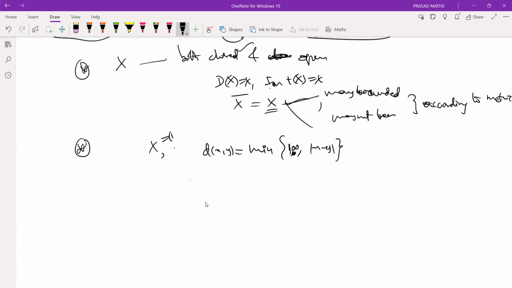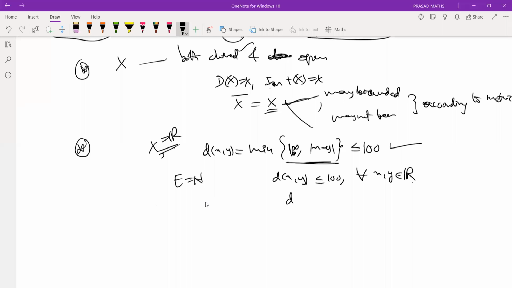Suppose X equals R. Is it a bounded metric space? Suppose you take the natural numbers, is it bounded? The answer is yes, because I already told you this is less than or equal to 100: minimum of 100 comma mod x minus y is less than or equal to 100. This is true for every point in the metric space. Of course, I can take 101. Therefore, this is true for every y. In particular, I can take y equals 0.